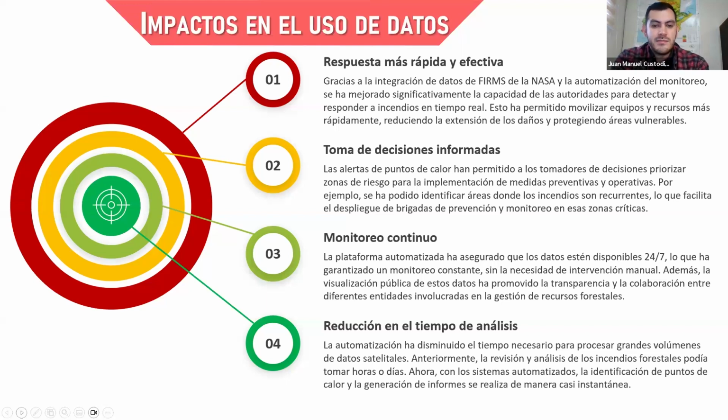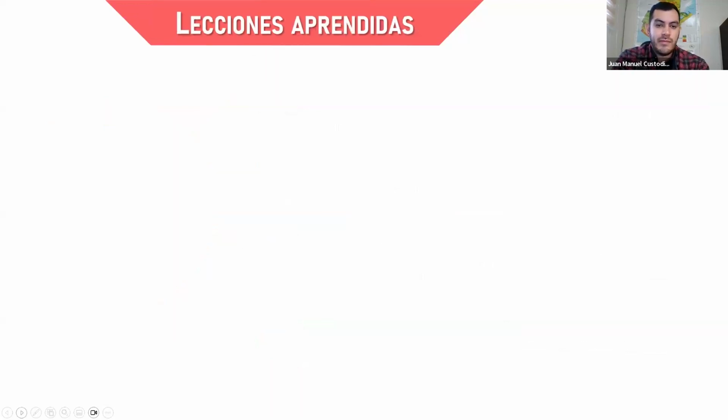A third impact would be continuous monitoring because the platform is working 24/7 autonomously, therefore is available, which is making sure to have constant monitoring without manual intervention. So it is very important this automation part. And as last point, we have the reduction of analysis time because we have information available anytime and in big amounts and volumes of satellite data. This is allowing us to automate the identification of these points and to create reports and to almost make them automatically. Next.